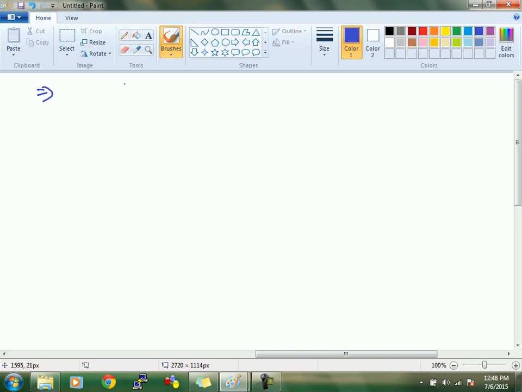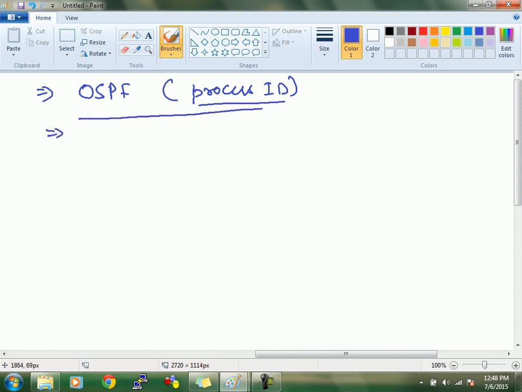Next thing, in case of OSPF, there is nothing like AS. Fine. But we have something called process ID. Please add a keyword here.